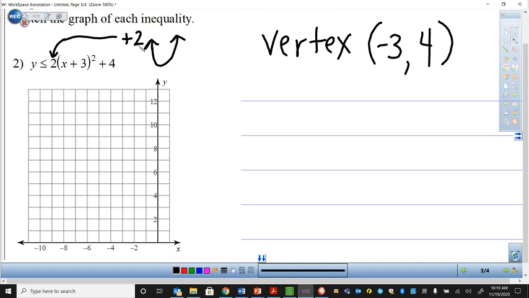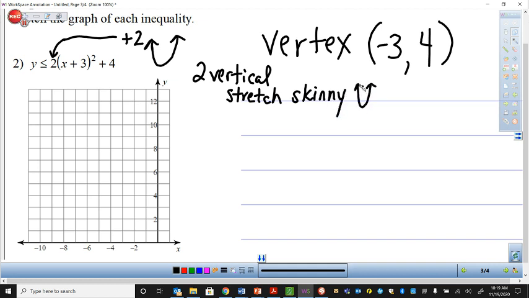Okay, now it's a 2. A 2 is a vertical stretch. So it should be a little skinnier. A 2 in the front is called a vertical stretch. It just makes the graph a little skinnier. Skinny, like a skinny parabola, a little bit skinnier. It's not that difficult either.